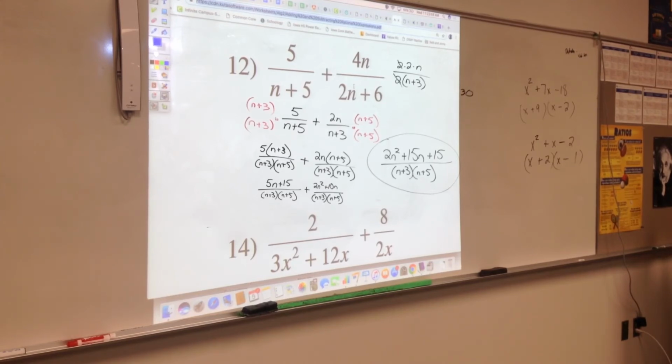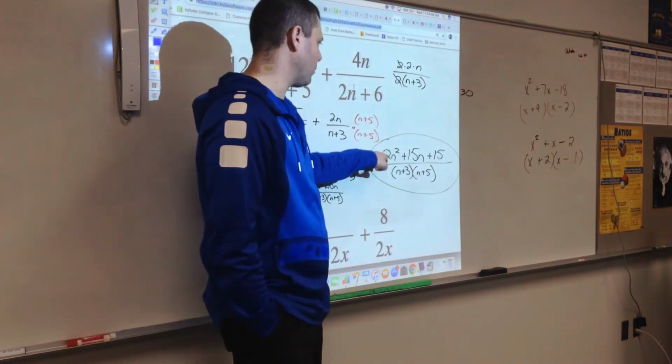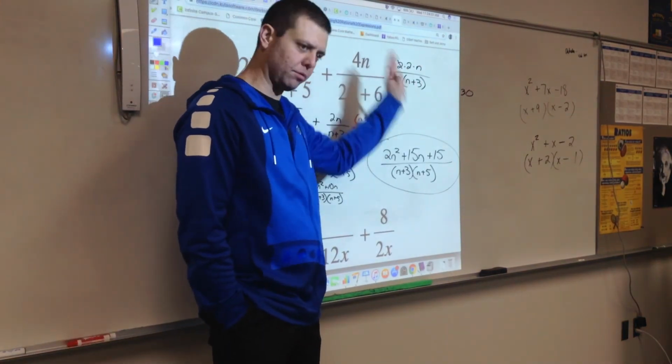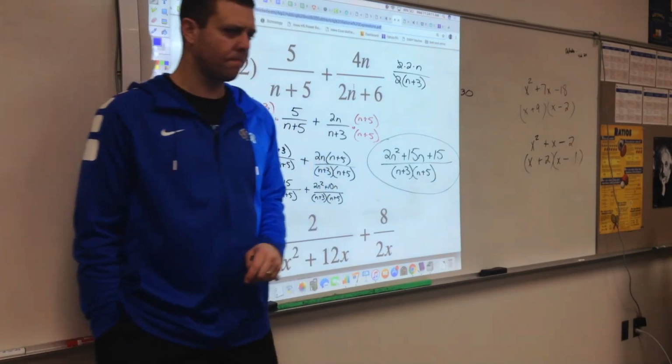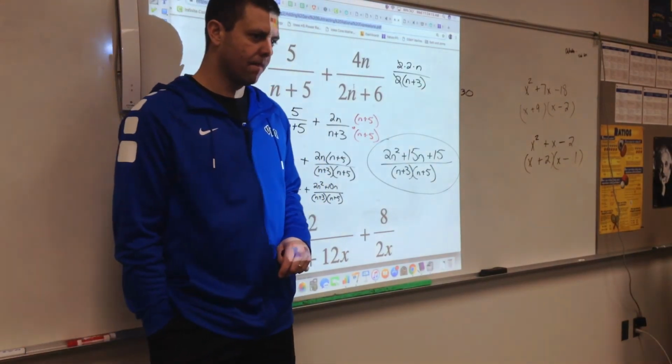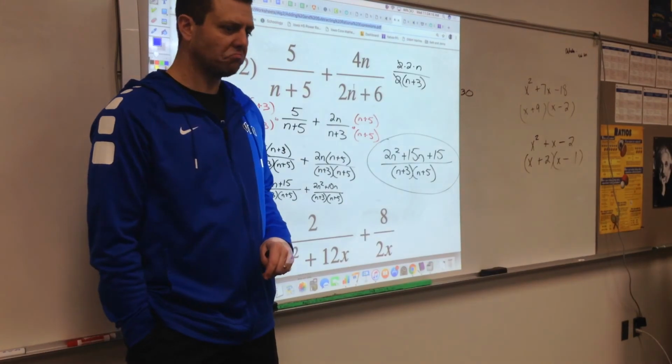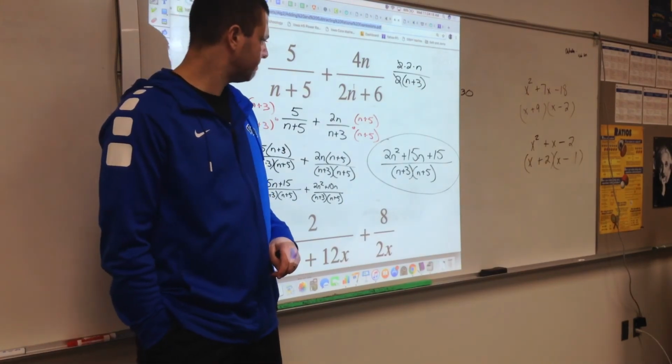So if there happened to be an n plus 3 on the top, you cancel it? Yeah, absolutely. If this was factorable and one of the factors was n plus 3, you need to simplify it. Good question. And if it was factorable and it wasn't one of those, you'd still have to factor it? You wouldn't have to. Nope.